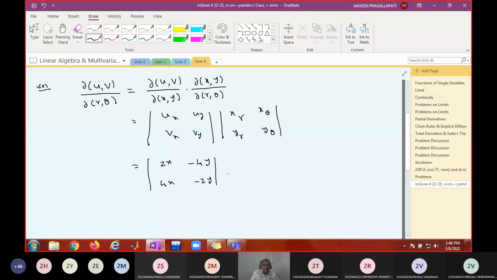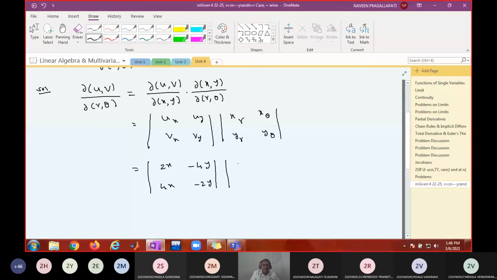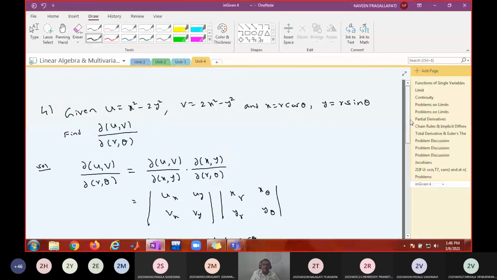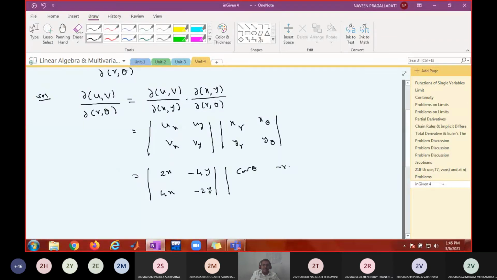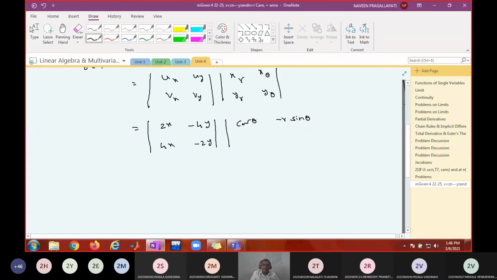Partial derivatives. Now what is xr? What is dou x by dou r? Cos theta. What is dou x by dou theta? Minus r sin theta. And what is dou y by dou r? Sin theta. And dou y by dou theta is r cos theta. Okay, so what is the simplification?